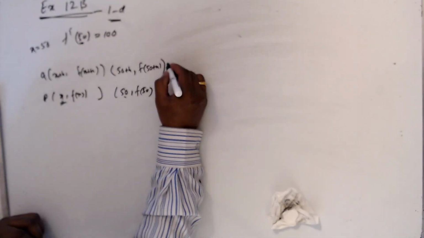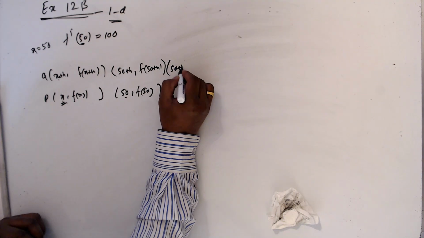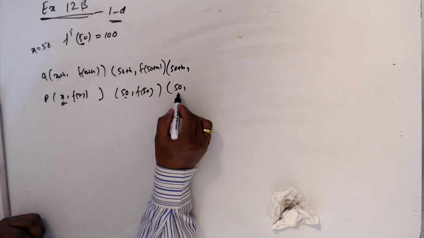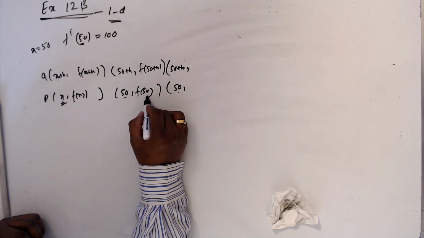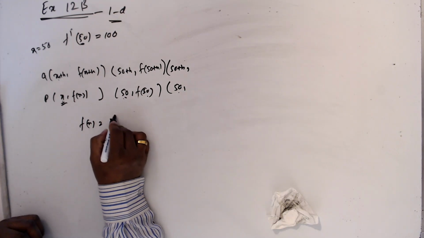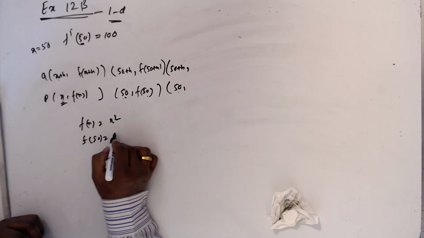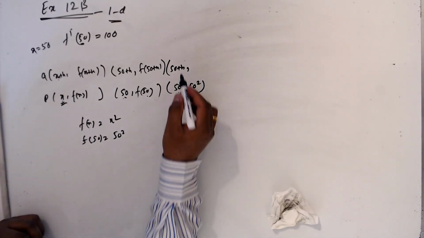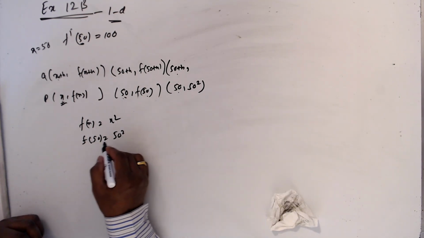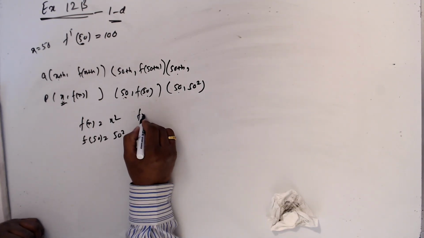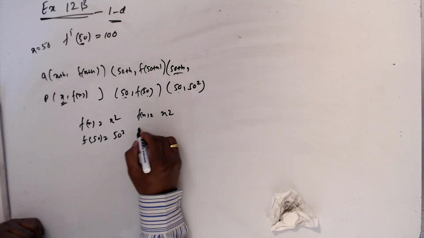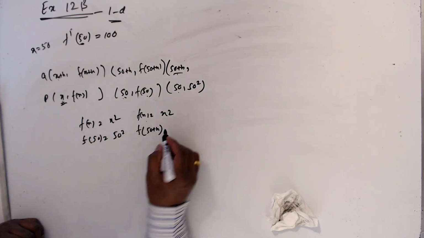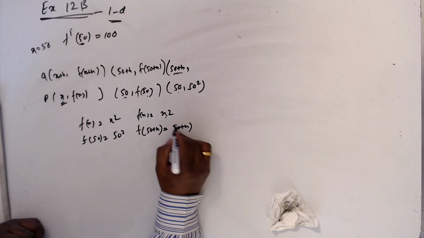Now, when 50 plus h, okay, when x equals 50 first, what is f(50)? So f(x) equals x square, so f(50) equals 50 square. Then f(x) equals x square, so when x equals 50 plus h, this is (50 plus h) square.